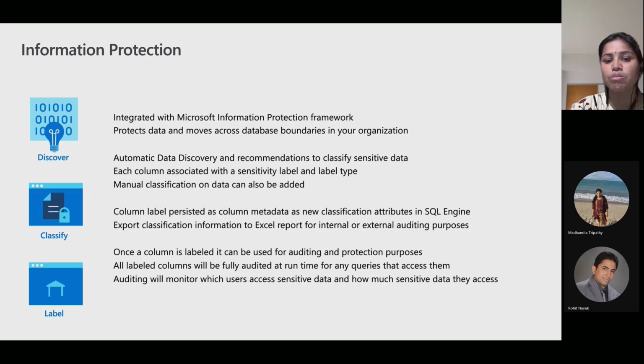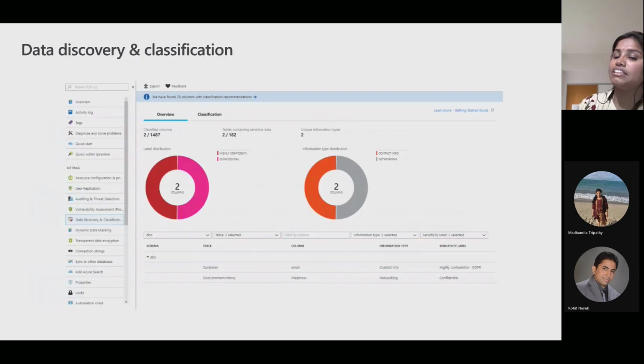All labeled columns will be fully audited at runtime for any queries that access them. You can monitor which users are accessing what kind of sensitive data and how much sensitive data they access. You can even enable auditing for the sensitive data. We have certain action groups that can be enabled when you have columns which are labeled as sensitive columns. So the auditing is integrated with your data classification.